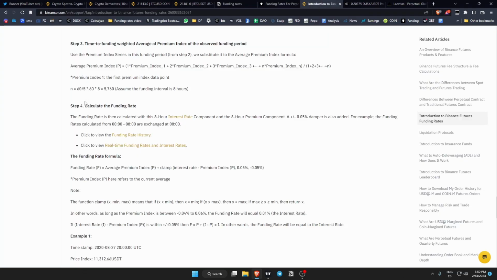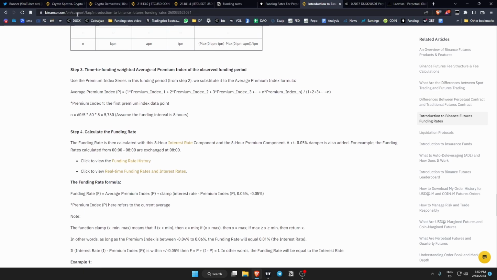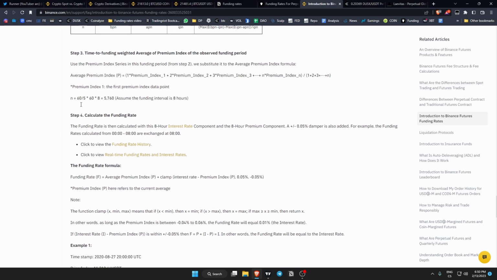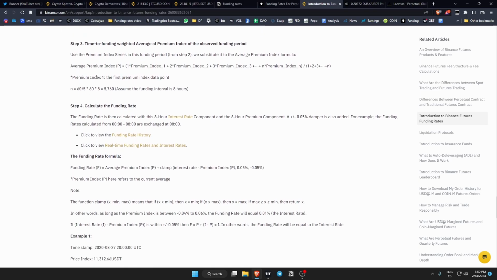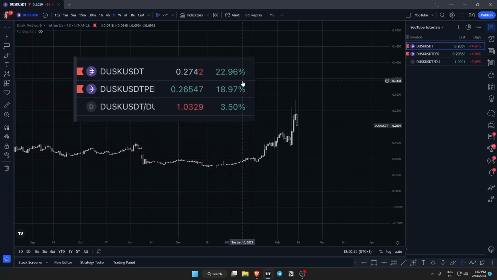I'm not going very deep into how funding rate is calculated. I'm gonna also leave this link. It's very advanced how you calculate premium index and clamps. In my opinion, it's really not relevant for this example. So now let's go to TradingView so I can show you the difference between spot and perp price.